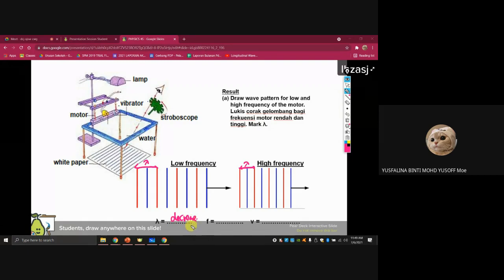How about the frequency? This is low and high frequency. So from low to high frequency means the frequency is increased. So here f equals v over lambda. When you increase the frequency, what will happen to the v? The v also will be increased. So that's the answer.